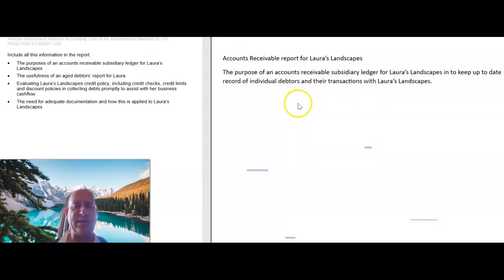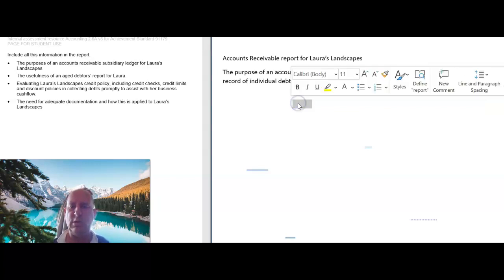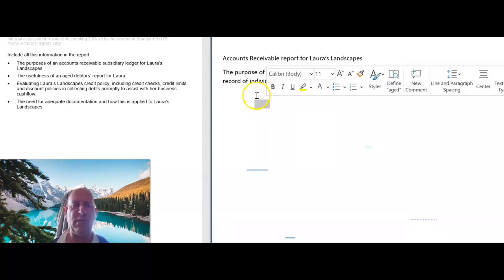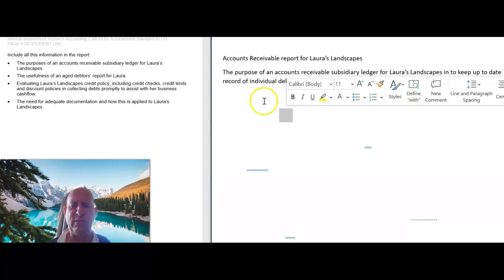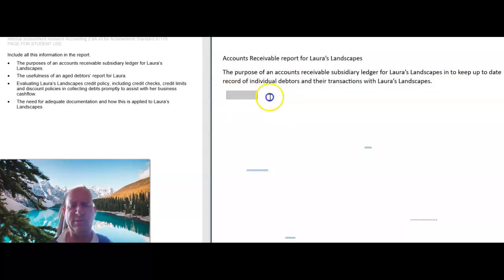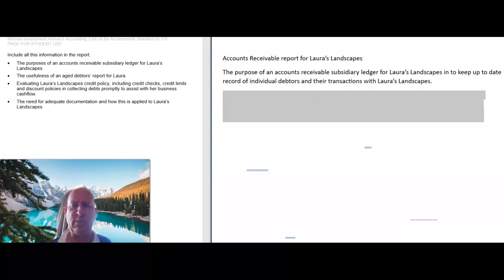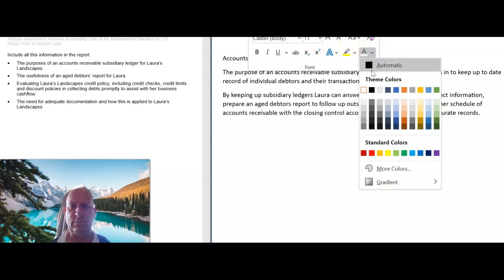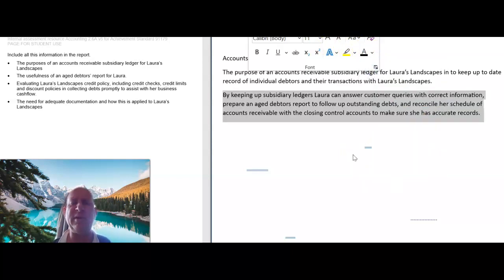So now we have to say, why is that important? So we'll just open that up. And why do you think it's important to have the subsidiary ledger? What does it show you? So obviously by keeping a subsidiary ledger, Laura can answer customer queries with correct information, prepare an aged debtors report to follow up outstanding debts, and reconcile the schedule of accounts receivable with a closing control account so she makes sure she's got accurate records.